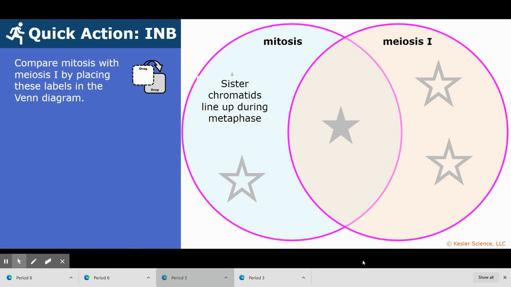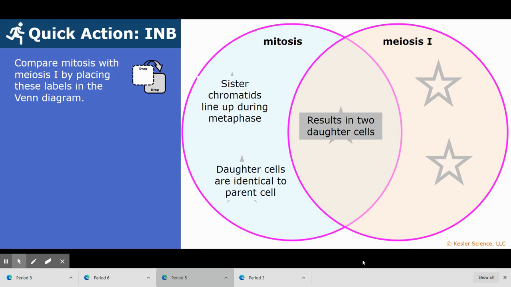The sister chromatids, because it's just the chromatids connected with the centromere, that's where it's specifically talking about mitosis. And then we have daughter cells that are identical to the parent cell. That's going to be mitosis as well. Resulting in 2 daughter cells, well, that's what happens at the end of mitosis and the end of meiosis 1. Crossing over makes daughter cells unique. That only occurs in meiosis.